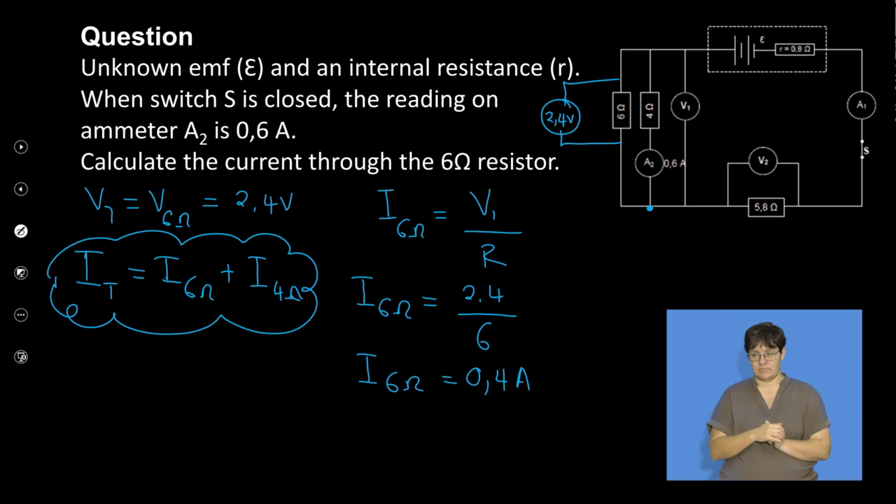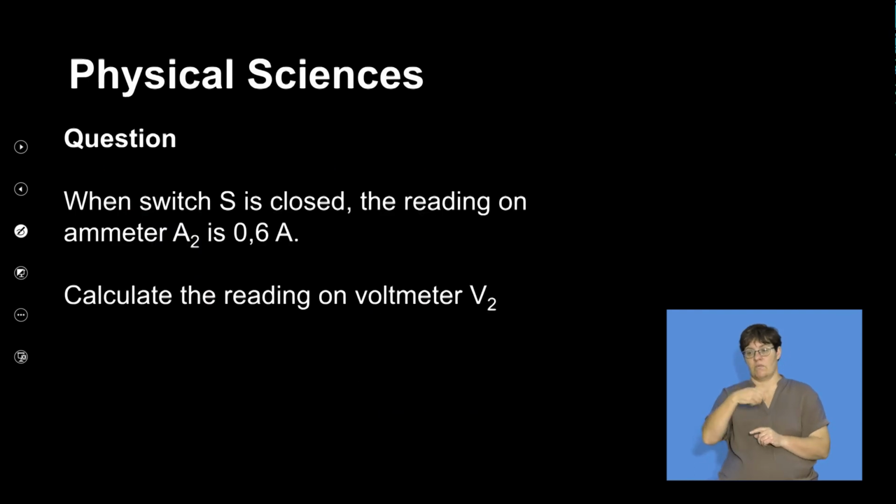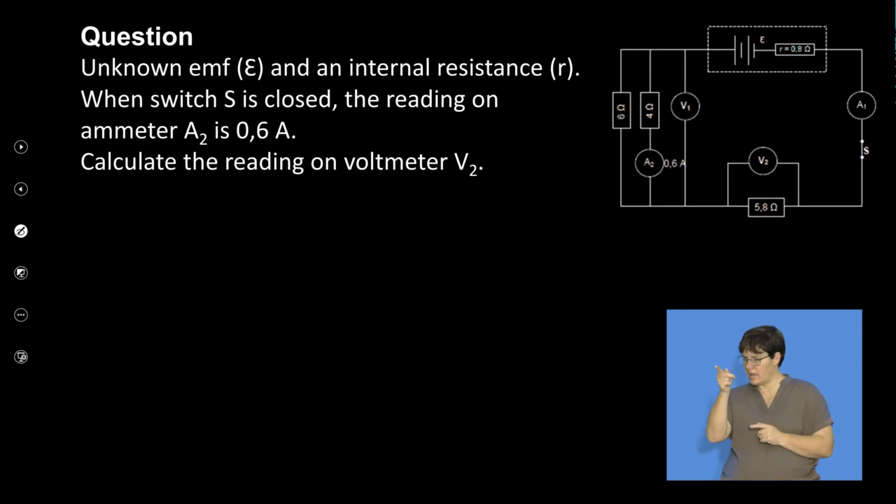Right, so we have managed to answer that question, but it follows also that the total current in this case is the 0,2 plus the 0,4. Okay, 0,6 plus 0,4. Right. Now they want us to calculate the reading on voltmeter V2. Where is V2? V2 is the voltage across the 5.8 ohm resistor.